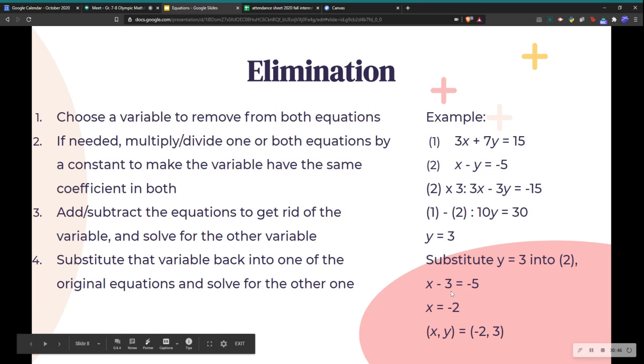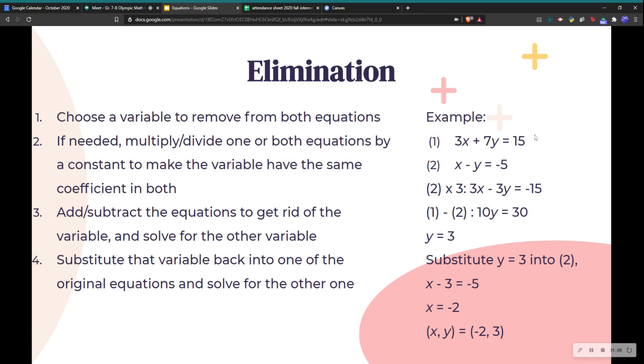And to get rid of the negative 3, we can add 3 to both sides. So now we have x is equal to negative 5 plus 3, and that's equal to negative 2. And our final solution is x comma y is equal to negative 2 comma 3. That's our answer for this question right here. Are there any questions about this?